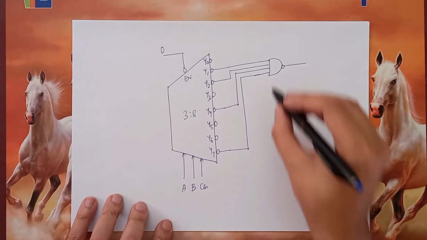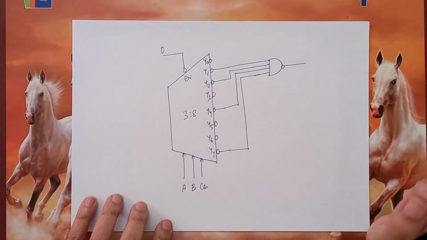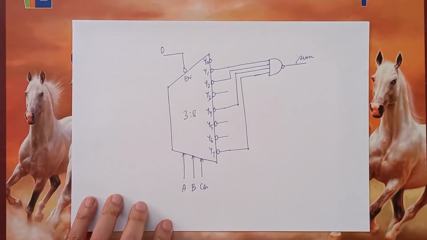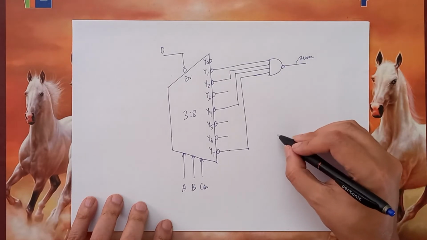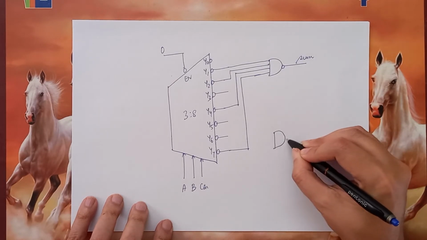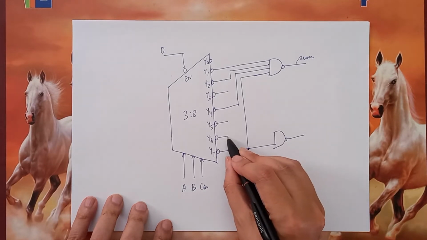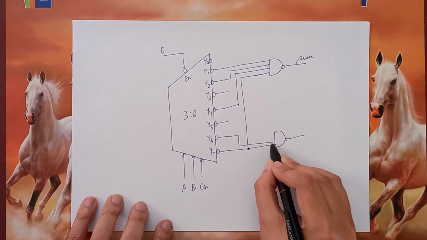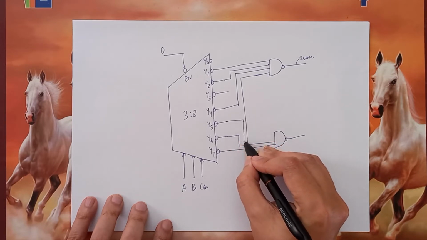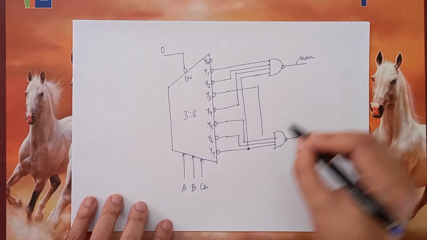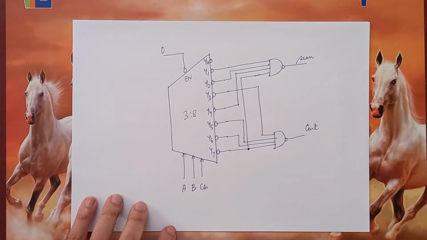And for carry, the minterms are 3, 5, 6 and 7. So 3, 5, 6 and 7. So once again, when any one of these 4 lines becomes 0, the carry output should be 1. So therefore again we will need a NAND gate. This is Cout.